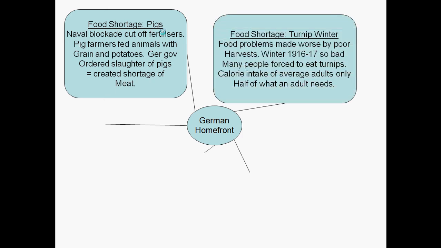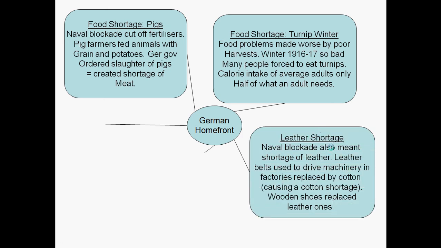Another food shortage we know about is the turnip winter. The naval blockade was made worse by a poor harvest, where they didn't get as many crops, and then in winter 1916-17 many people had so little food that all they had to eat was turnips. As we see written there, the calorie intake of average adults was only half what was actually needed.